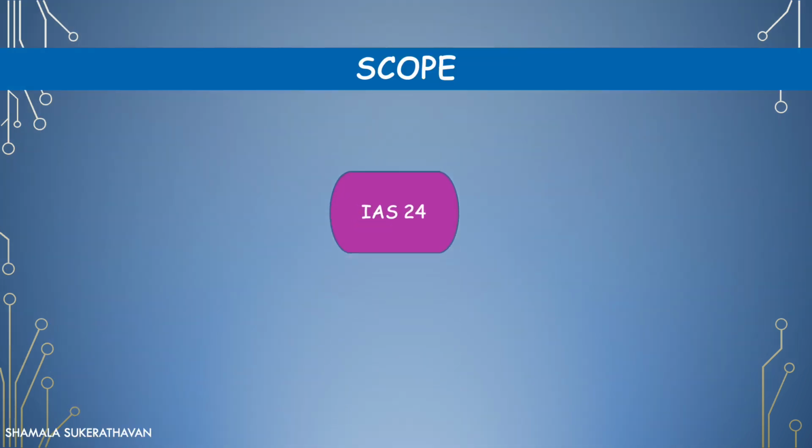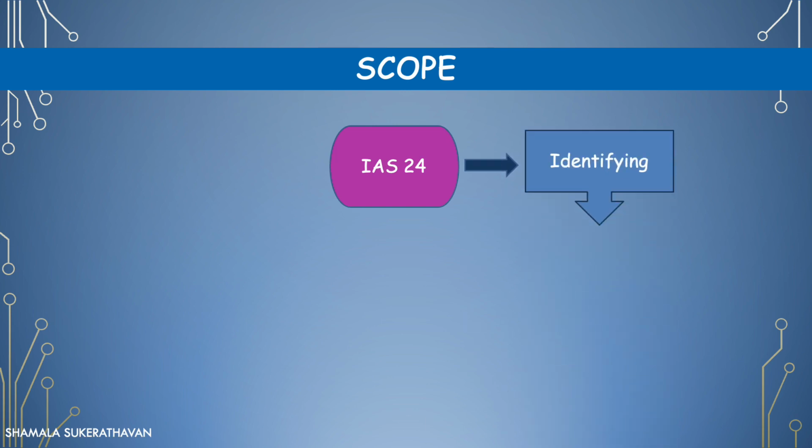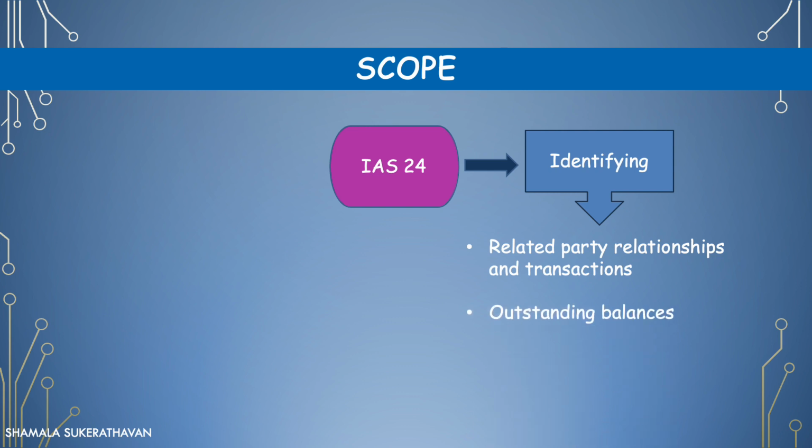IAS 24 shall be applied in identifying: 1. related party relationships and transactions; 2. outstanding balances, including commitments, between an entity and its related parties; and 3. circumstances in which disclosure of related party relationships, transactions, and outstanding balances is required.